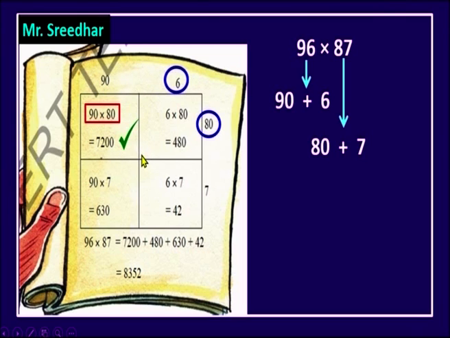Then next, what did he multiply, children? 6 into 80. So again, forget about this 0. 6 8s are 48. Since one 0 is there, so 480. So we got the correct answer.